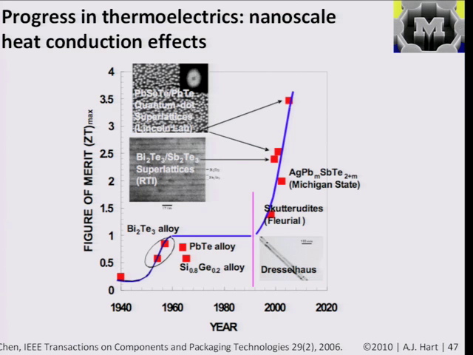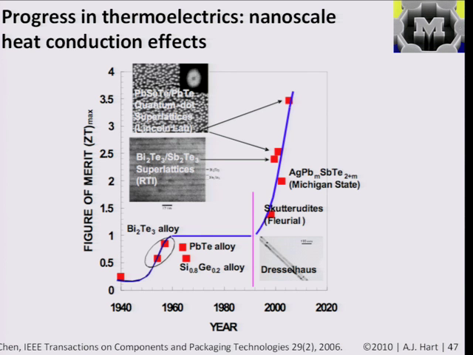And if we look at progress in this figure of merit, this quantity that judges how effective the device is, we see an interesting thing. So it was first discovered, I don't know, in the 30s or 40s, and there was some progress with these kind of strange alloys like bismuth telluride and lead telluride. And then things pretty much got stuck for about 50 or 60 years.